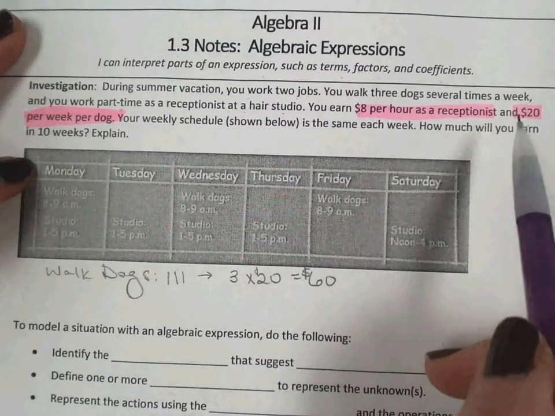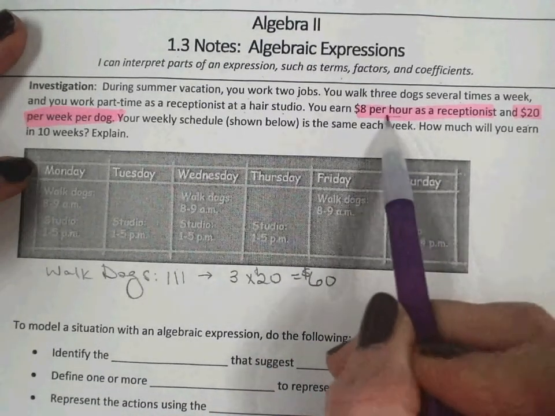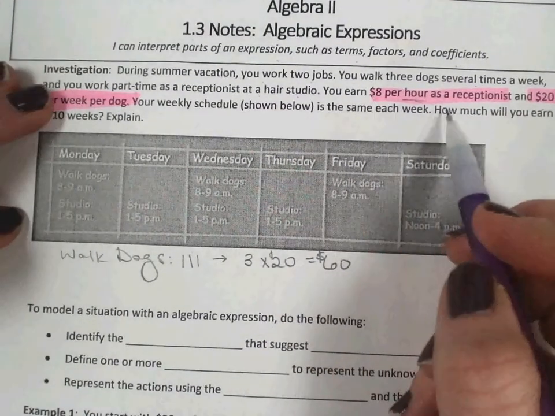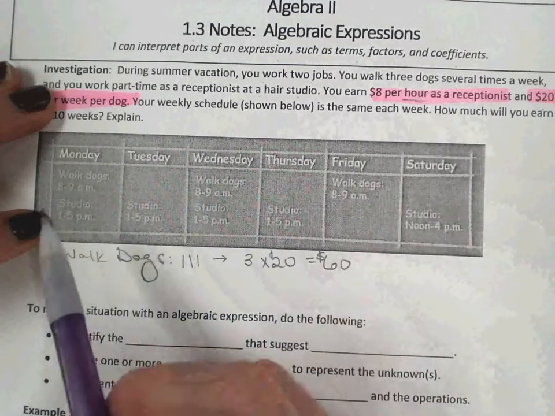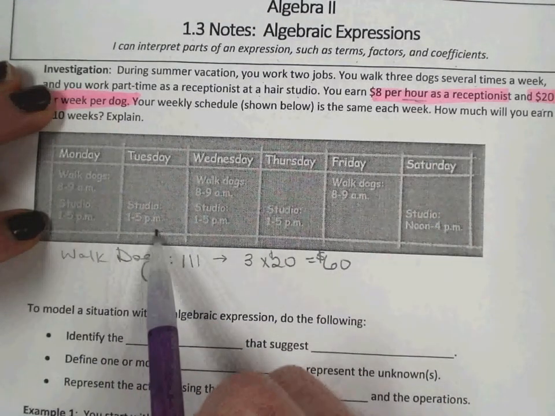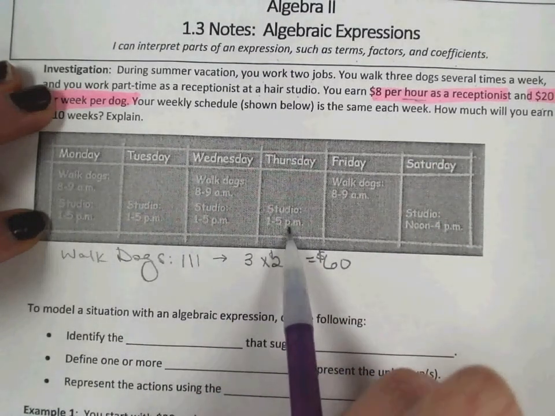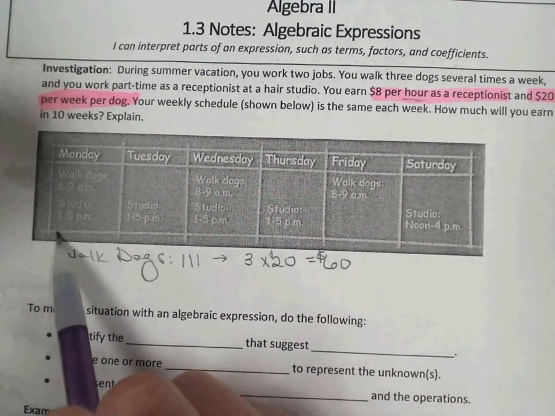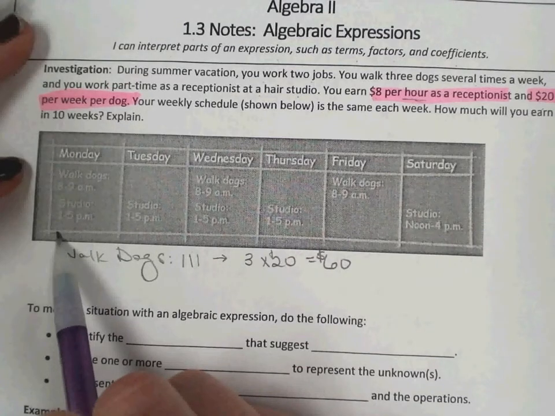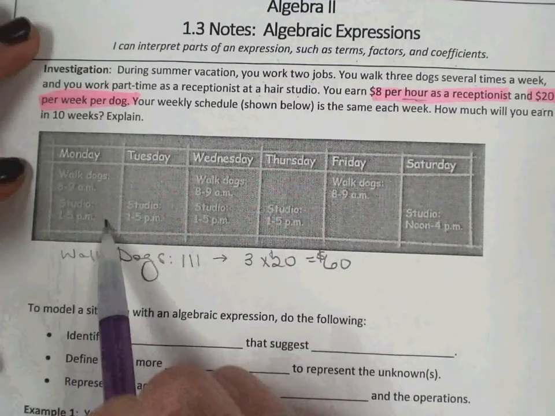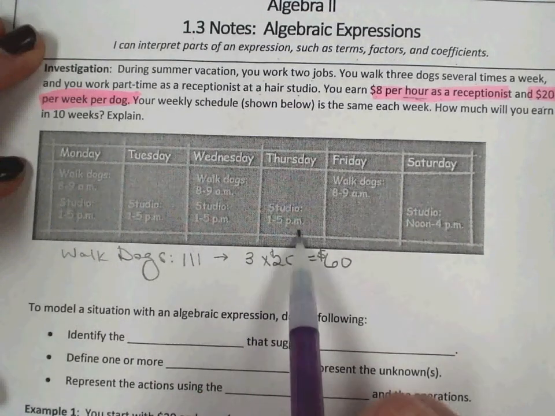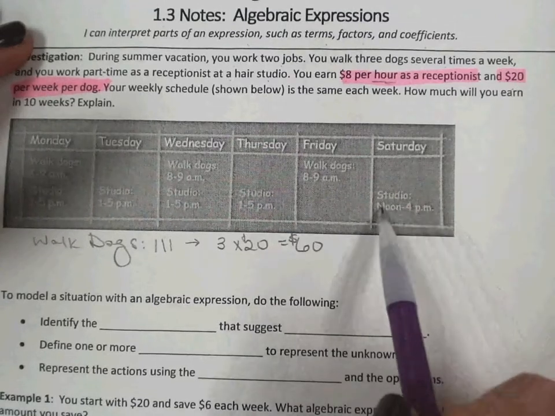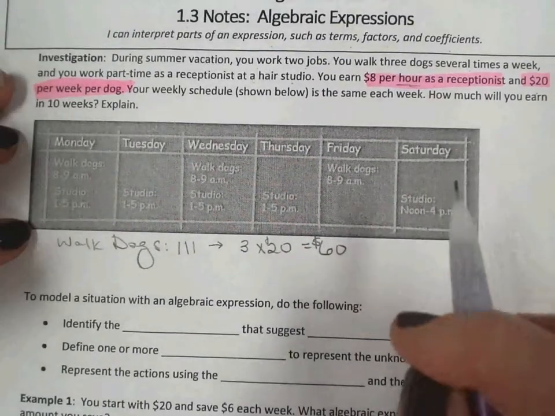The next question is, since working as a receptionist is an hourly rate, how many hours are we working as a receptionist? So you see here at the studio 1 to 5. So that's the same for 4 days, 1 to 5. So that's 1 to 2, 2 to 3, 3 to 4, 4 to 5. So that's 4 hours times 3. So there's 12 hours. And then we have another 4 hours here for a total of 16 hours.